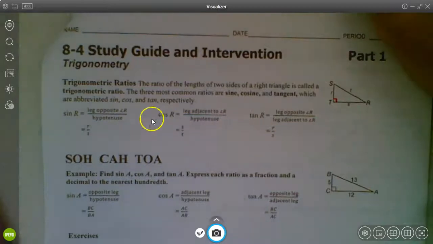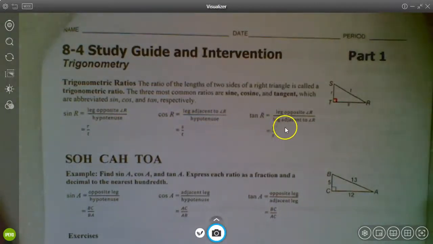These are the three big ratios that we're going to be working on pretty much for the rest of this chapter: sine, cosine, and tangent. They are abbreviated, of course, using the first three letters of each word. That represents sine, that represents cosine, and that represents tangent. So those are our three biggies here.